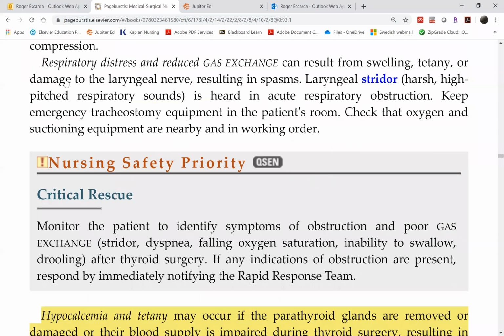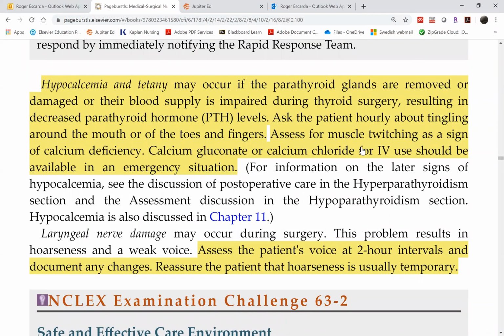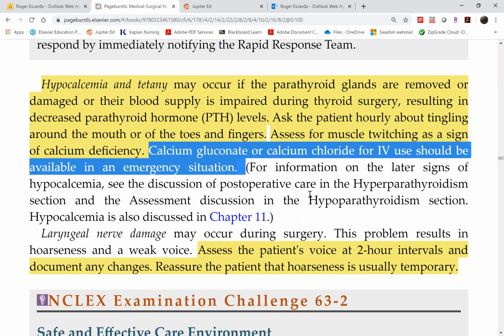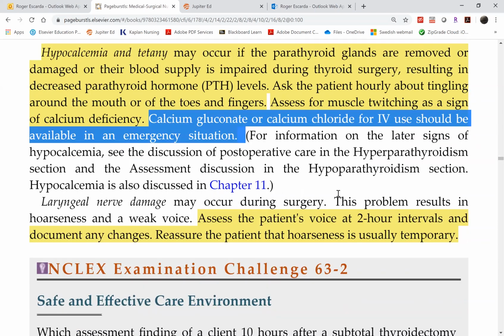All right, so early signs of hypocalcemia are, of course, the tingling around the mouth. We'd rather not see the Trousseau or the Chvostek sign because those appear when the calcium levels are severely low. So we'd rather assess the earlier signs, which are tingling around the mouth or toes and fingers, as well as muscle twitching. Here is your treatment: IV calcium gluconate or calcium chloride.